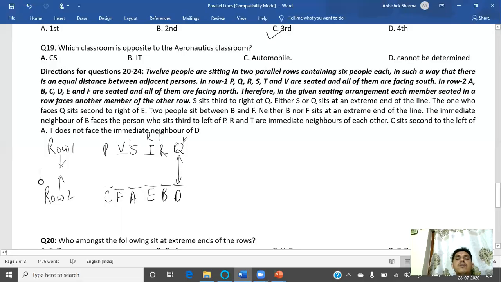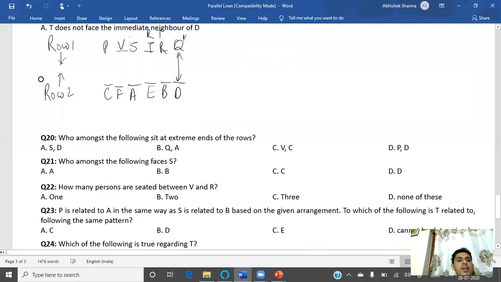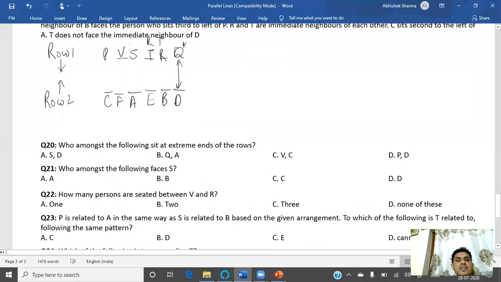And again, friends, once I have done with the arrangement, we can go for the questions very easily, right? Like if we check for question number 20, who among the following sits at the extreme end of the rows? So SD, no. QA, no. VC, no. PD. So PD will be the right answer, right? If we check for question number 21, who among the following faces S? So A will be the answer. Thereafter, how many persons are sitting between V and R? So obviously 2 will be the answer.